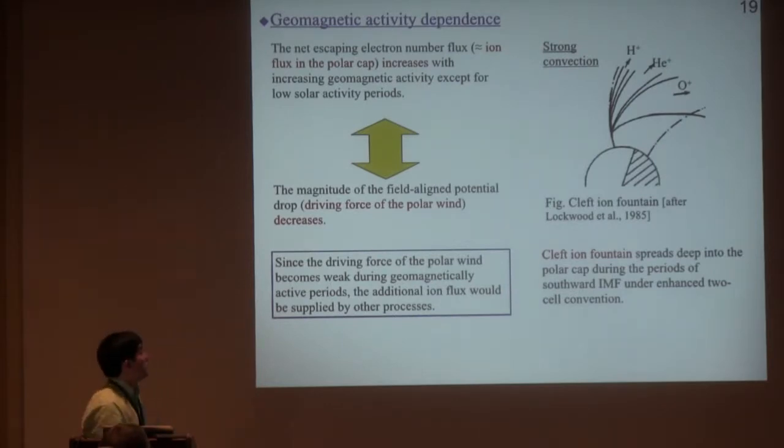Next, we discuss geomagnetic activity dependence. The net escaping electron number flux, which corresponds to ion flux in the polar cap, increases with increasing geomagnetic activity. On the other hand, the magnitude of the field-aligned potential drop decreases. Since the driving force of the polar wind, that is, the field-aligned potential drop, becomes weak during geomagnetically active periods, the additional ion flux would be supplied by other processes. One of the most probable candidates is the cleft ion fountain. During periods of southward interplanetary magnetic field and enhanced two-cell convection, a large amount of upflowing ions come into the polar cap. So this dayside outflow would provide additional ion flux in the polar cap.